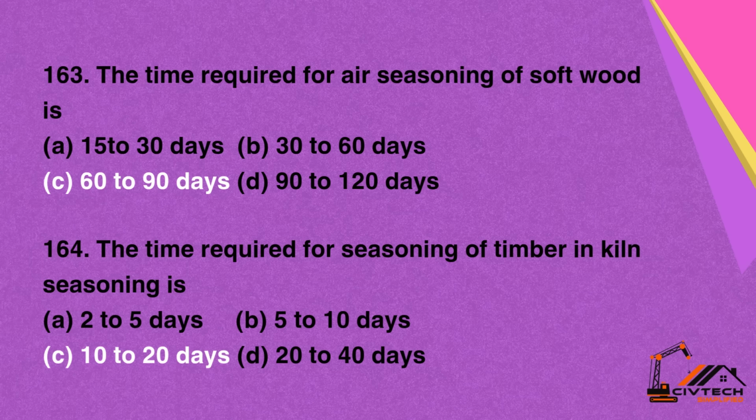163. The time required for air seasoning of soft wood is A. 15 to 30 days, B. 30 to 60 days, C. 60 to 90 days, D. 90 to 120 days. Correct option. C. 60 to 90 days. 164. The time required for seasoning of timber in kiln seasoning is A. 2 to 5 days, B. 5 to 10 days, C. 10 to 20 days, D. 20 to 40 days. Correct option. C. 10 to 20 days.